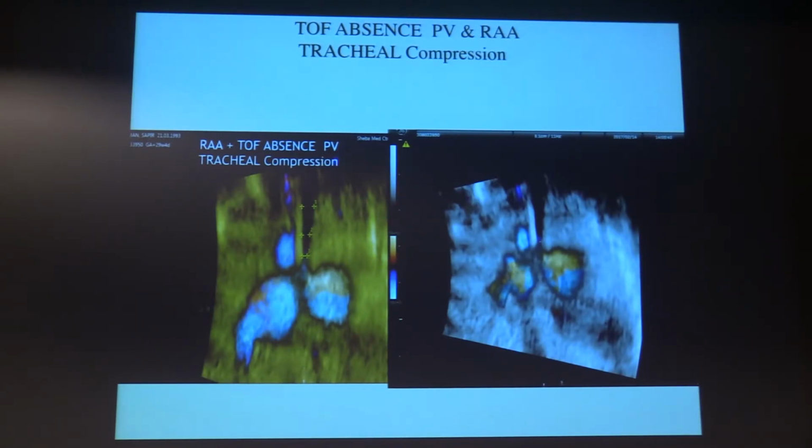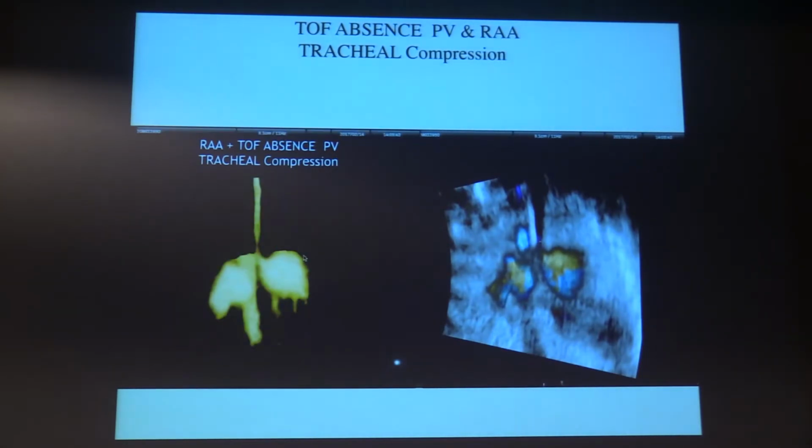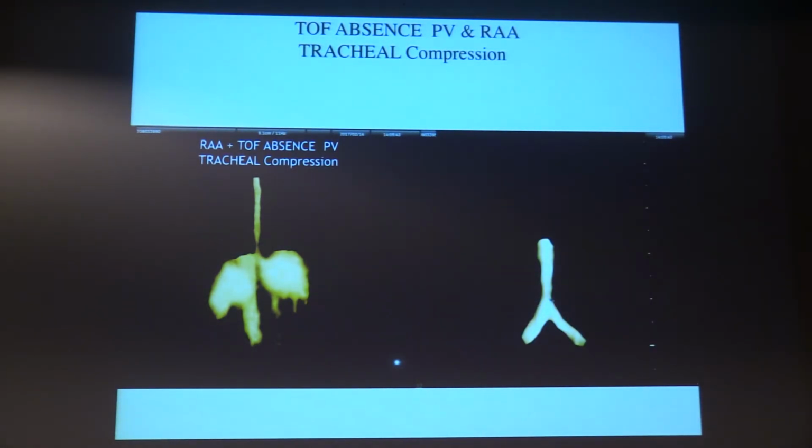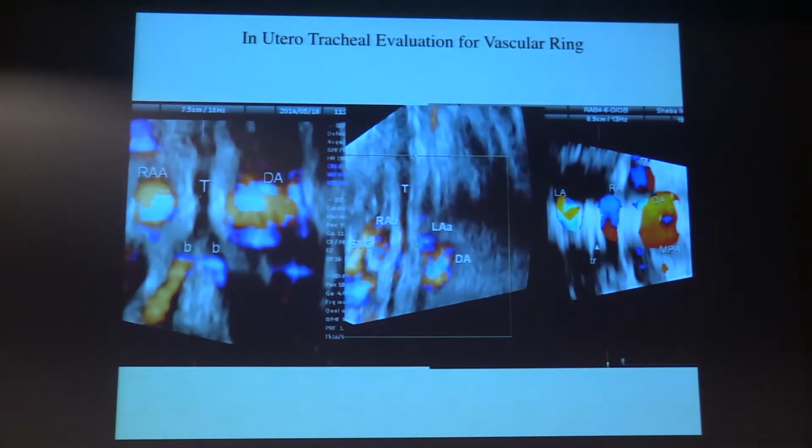Again, another case that we have of right aortic arch with tetralogy of Fallot with absent pulmonary valve. When we have a severe tracheal compression, you can see it here by the inversion mode. This is the normal trachea with bronchus, and here you can see a very narrow case.